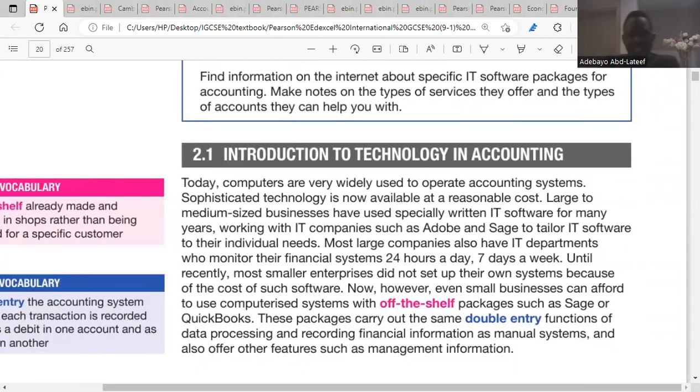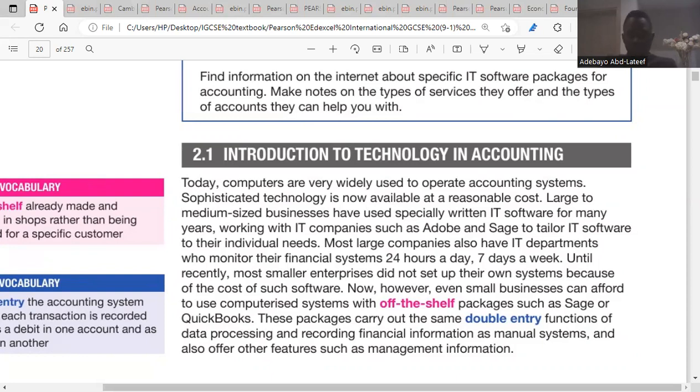Today computers are very widely used to operate accounting systems. Sophisticated technology is now available at a reasonable cost. Large to medium-sized businesses have used special IT software for many years, working with IT companies such as Adobe and Sage to tailor IT software to their individual needs. Most large companies also have IT departments who monitor their financial systems 24 hours. Until recently, most smaller enterprises did not set up their own systems because of the cost of such software. Now, however, even small businesses can afford to use computerized systems with off-the-shelf packages.